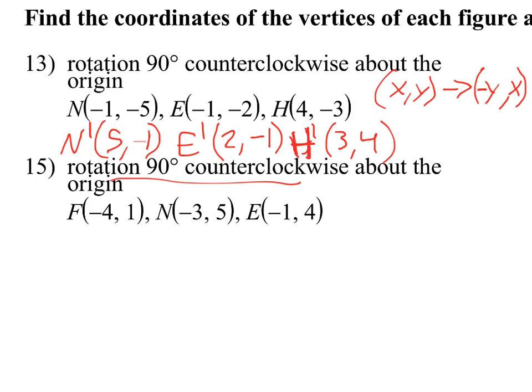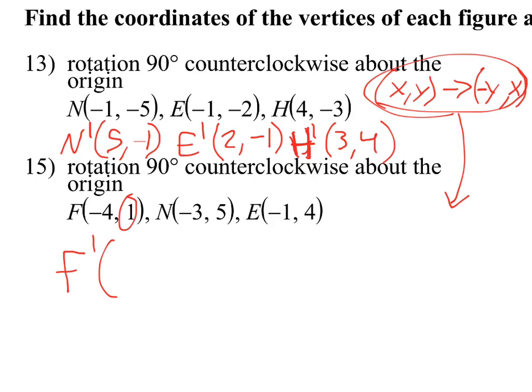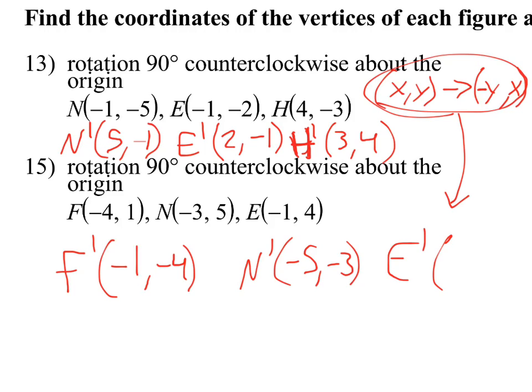Because in that one, if you're going to go 90 degrees counterclockwise around the origin, you're going to do the same thing here as well. Change the order on this one, change the sign. So 1 is not going to be positive anymore, it's going to be negative. On N, change the order, the 5 is not going to be positive anymore, it's going to be negative, so you get (-5, -3). And then on E, change the order, change the sign on the first one: (-4, -1). So switch the order, change the sign on that second one.